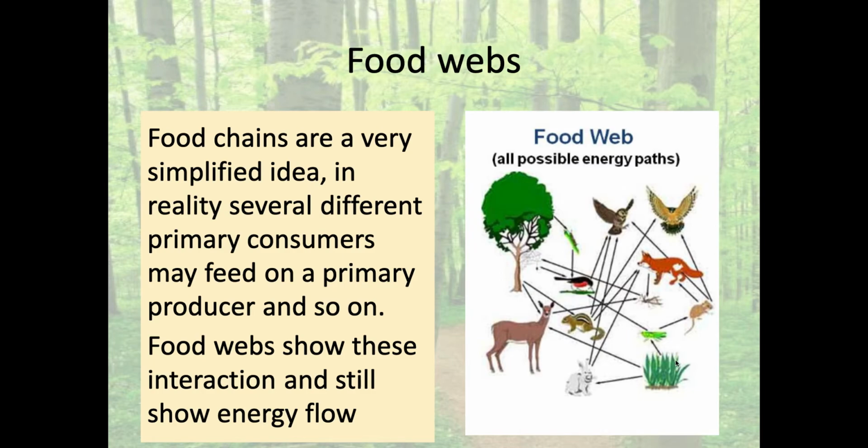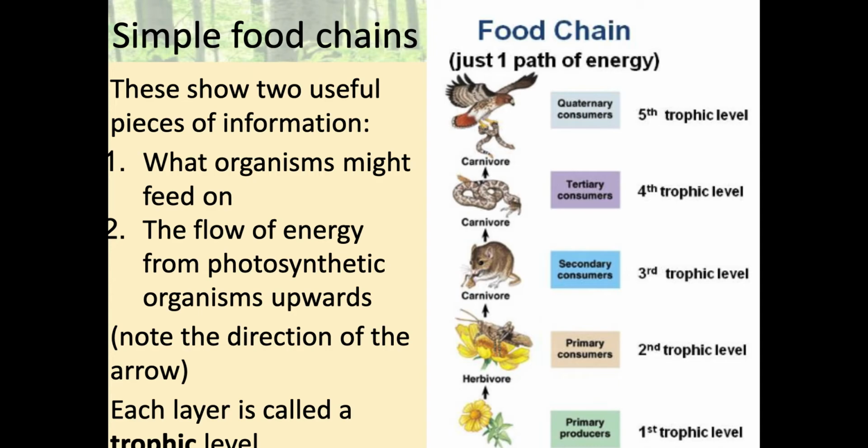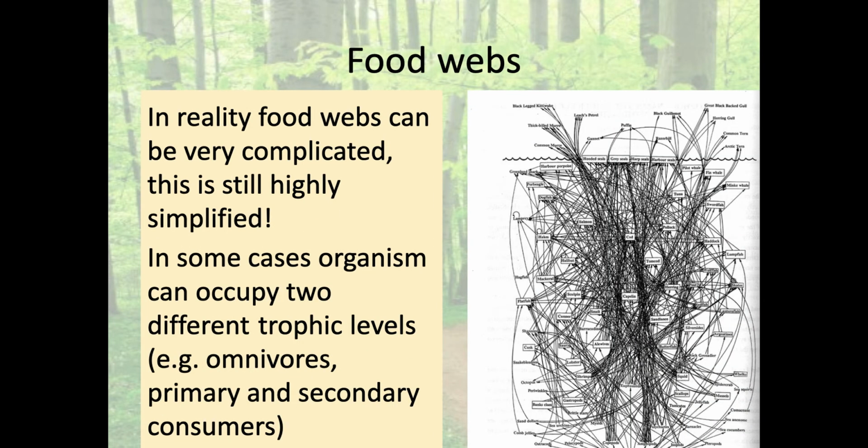So you've got your producer, your primary consumer, your secondary consumer, so you can see, but it's more complicated than that because it's more realistic. Don't worry about this rather messy looking picture, but this is just to show you that actually food webs are quite complicated.